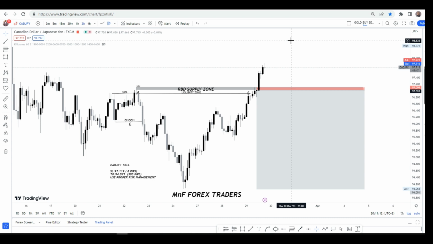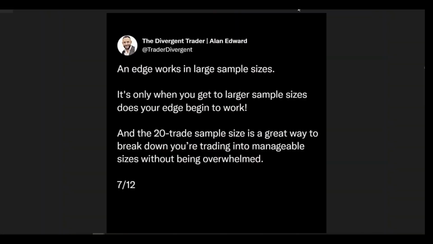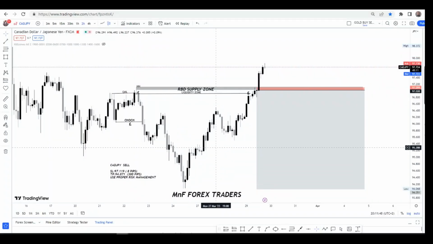So, like I always say, guys, focus on a series of trades, focus on a larger sample size, and I guess the Divergent Trader puts it the right way. An edge works in a larger sample size. It's only when you get a larger sample size that your edge begins to work. And the 20 trade sample size is a great way to break down your trading into a manageable size without being overwhelmed. Just like Mark Douglas puts it, you have to focus on a larger sample size.